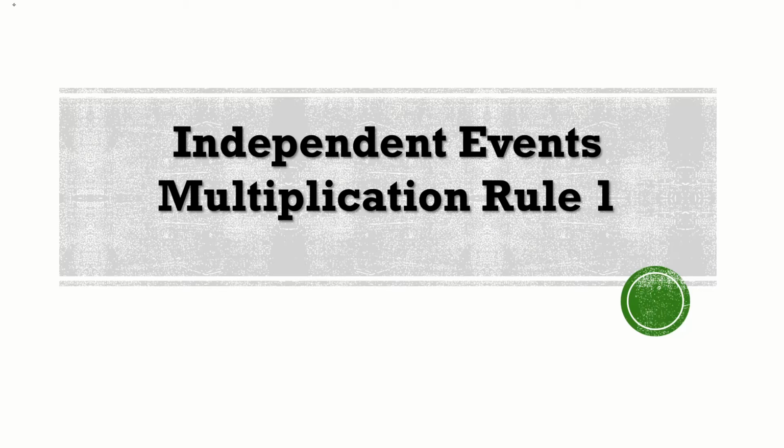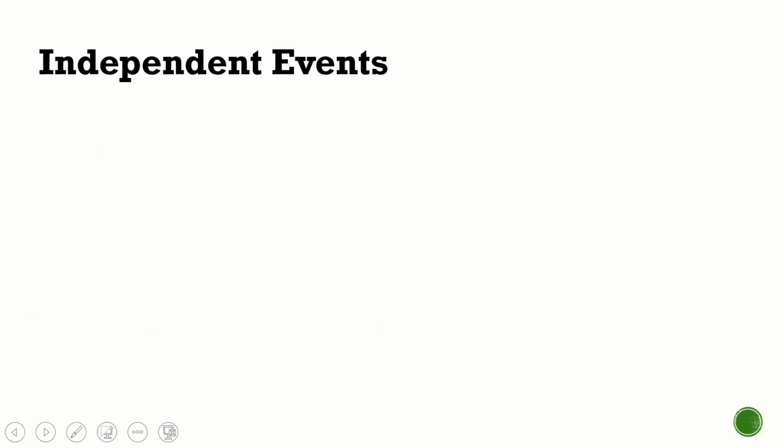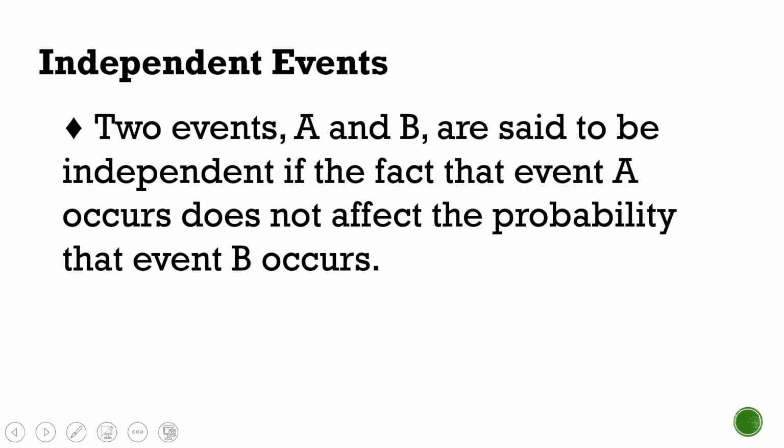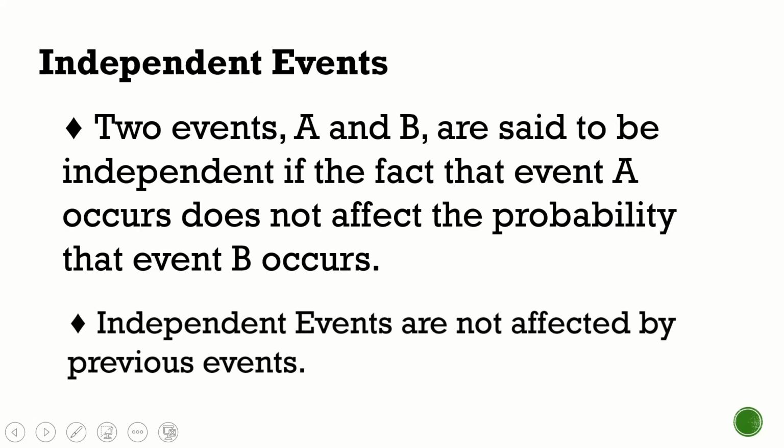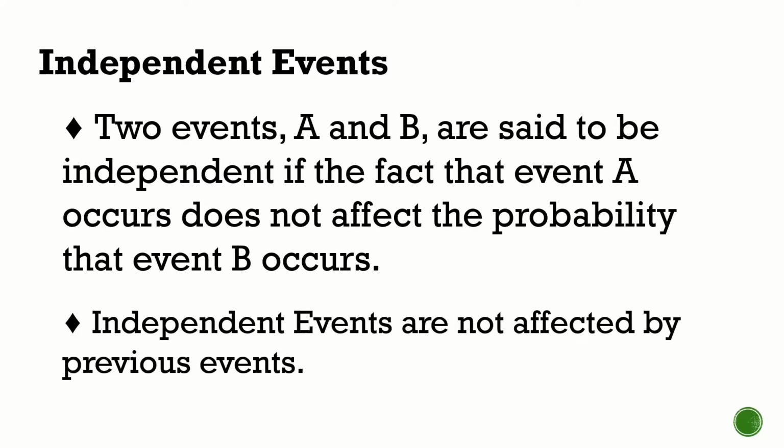Hi everyone, for today I'm going to teach you another probability lesson, and it's about independent events, multiplication rule number 1 is the subtopic. Let's define first what we mean by independent events. Two events are said to be independent if the fact that event A occurs does not affect the probability that event B occurs. Generally speaking, independent events are not affected by previous events.